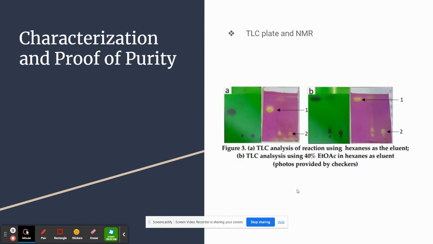So for characterization and proof of purity, the chemist running the reaction used the TLC plate and NMR to make sure that the chemicals in the product were the desired chemicals, that there was nothing else in there, and to see how pure the product was, which is what the NMR was for.